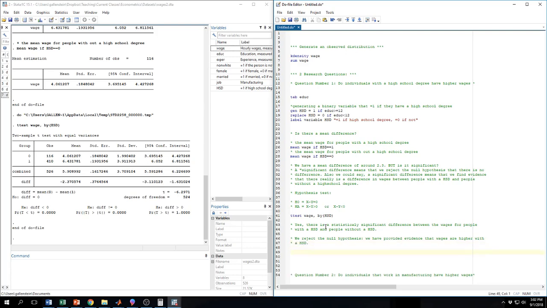Now, if I asked you, is this causal? What would you say? We found this statistically significant. That means we have strong evidence to suggest that wages really are larger for people with a high school degree than people without it. Does this mean it's causal? Does this mean that high school degree causes you to have higher income or higher wages? Is this causal? The answer is no.